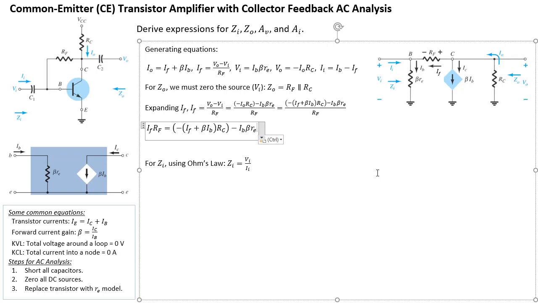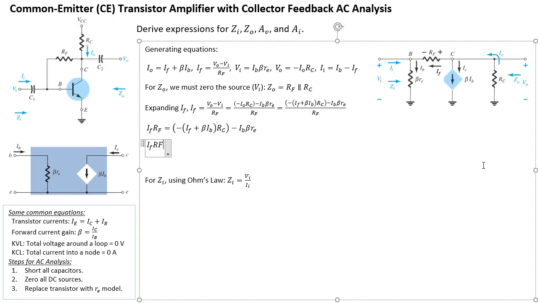Now I'm going to collect IF together. So this is going to be IF RF. Let me just write it out first. This is going to be negative IF times RC, and then minus plus, it becomes negative beta IB times RC. So that's that bracket expanded, and then minus IB beta RE. Now I have it in those terms.